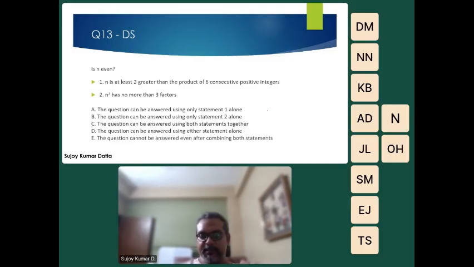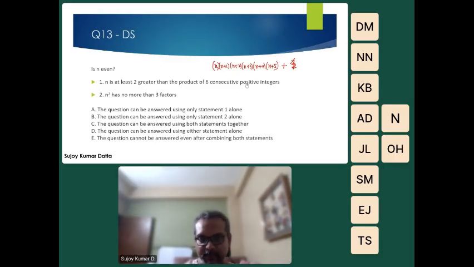So what is this saying? Let's see. So they're asking, is n even? N is at least 2 greater than the product of 6 consecutive positive integers. So 6 consecutive positive integers would be like n, n plus 1, n plus 2, n plus 3, n plus 4, and n plus 5, plus something which could be 2 more or could be 3 more or could be 4 more. Anything is possible. We don't know what it is.